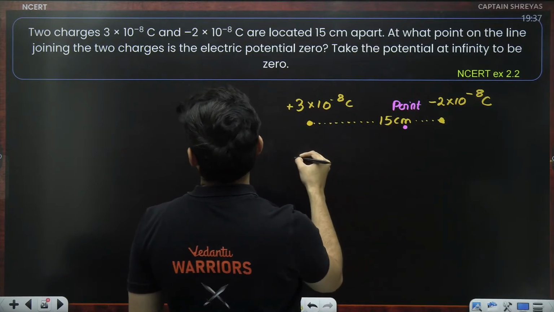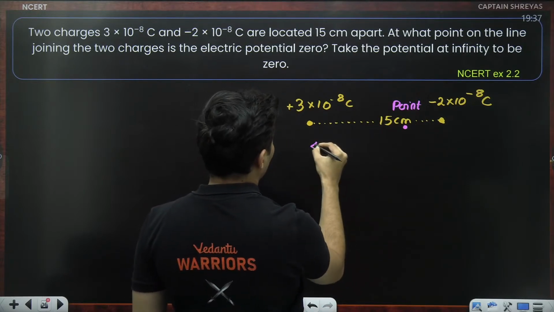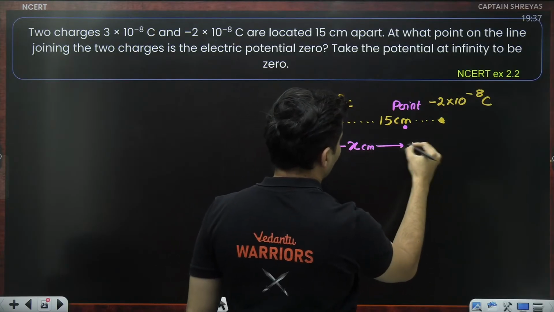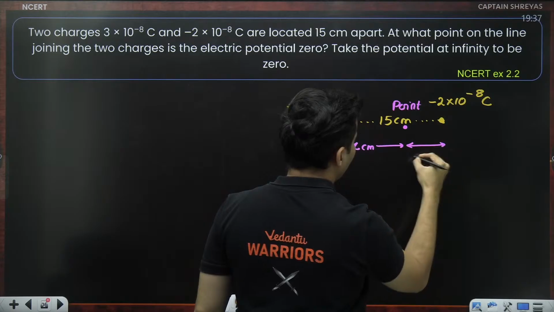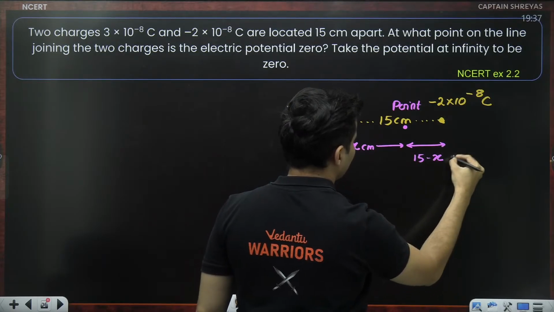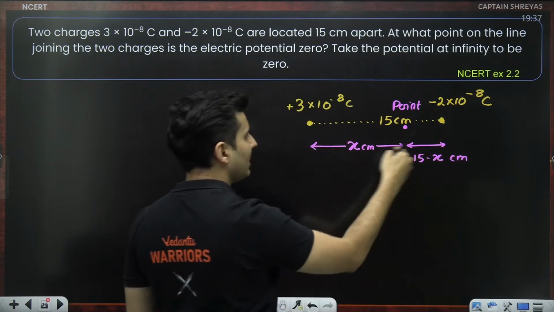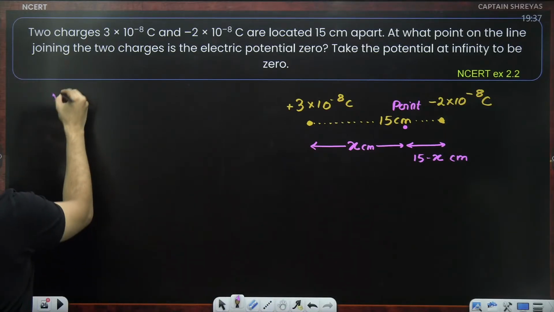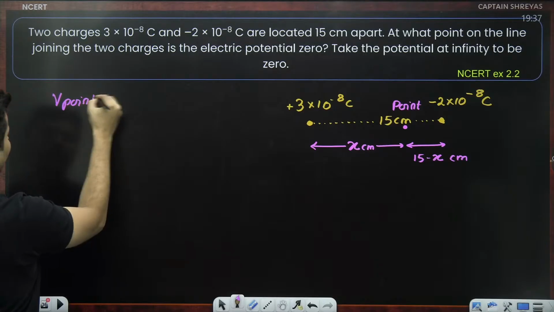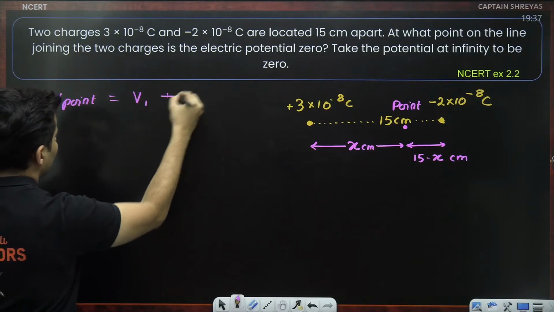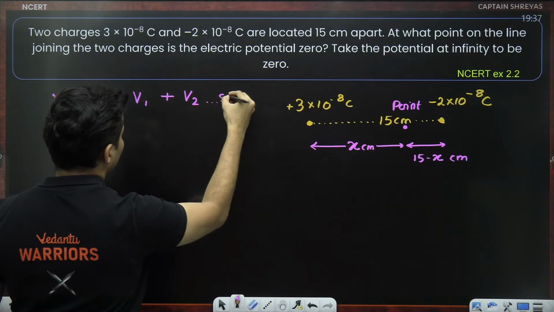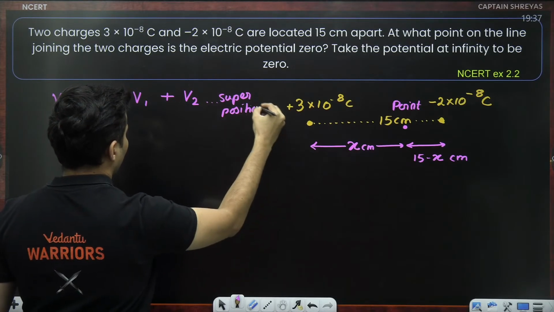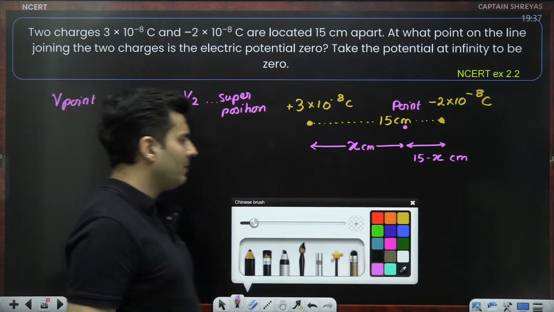And let's say from this side it is x centimeters. So from this side it will be 15 minus x centimeters. Also, the potential at this particular point will be the potential due to the first charge plus that due to the second charge, using the superposition principle.